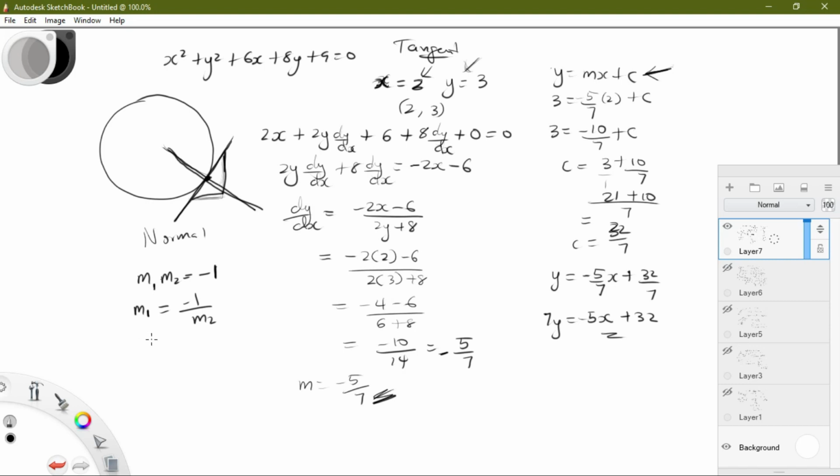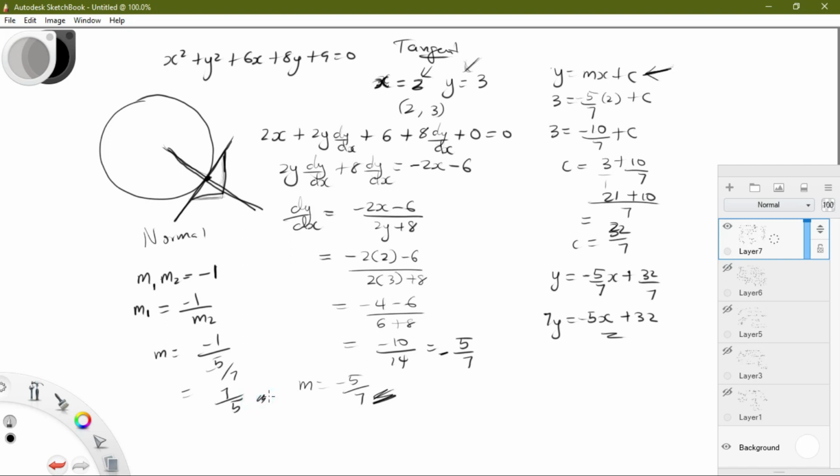So all we have to do now to get the slope of the normal of this circle is divide minus 1 by this. So the slope of the normal will be minus 1 divided by minus 5 over 7. At the end of the day, you get 7 over 5 by the time you simplify it. So now this is the slope of the normal.